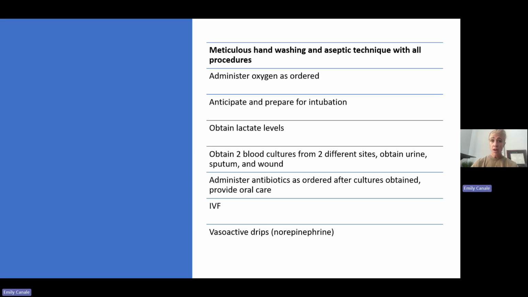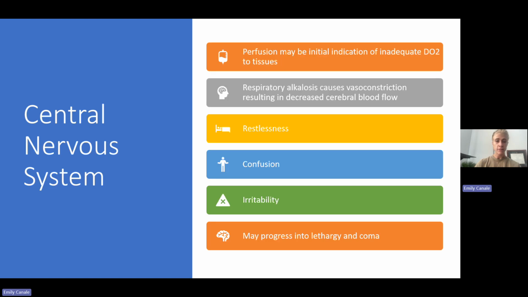And this is just a reminder, I'm meticulously washing my hands to try and prevent sepsis so that they're not going into multiple organ dysfunction where their mortality rate is going to go up to 90%. So I still need to get my blood cultures from 2 sites. I need to give antibiotics. I need to do good mouth care, fluids, keep the MAP above 65.